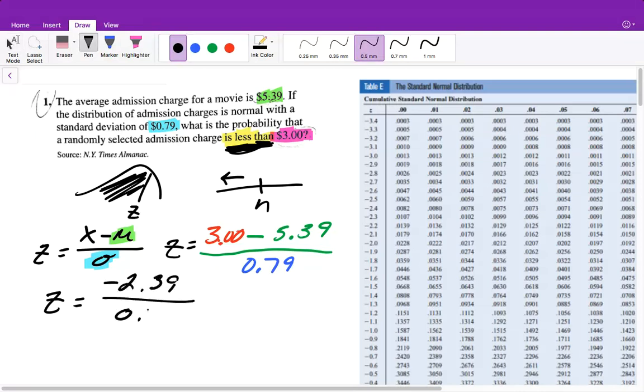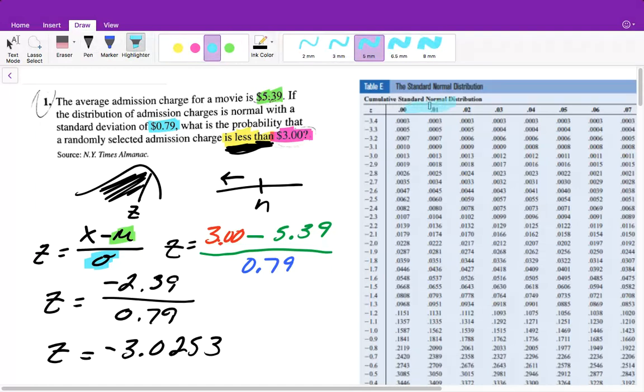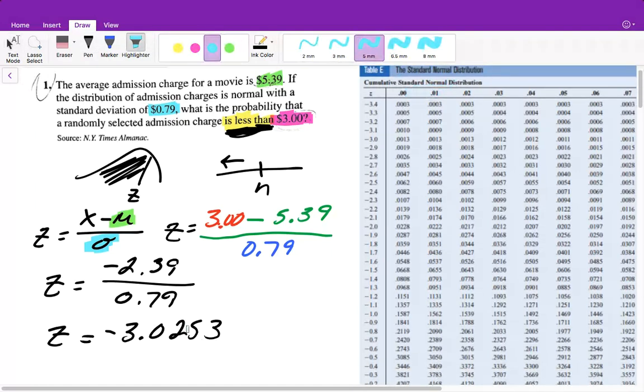And then we will divide it by 0.79. And that will give us a z-score of negative 3.0253, and so on. Remember, all of our z-scores are done in hundredths. So we must round our number to the nearest hundredth. So that means we're rounding this number. So when we're rounding to our nearest hundredth, we look at the value after it. Since it's equal to 5, that means we must round up. So then our z-score is equal to negative 3.03.